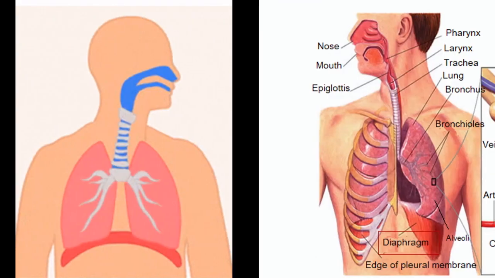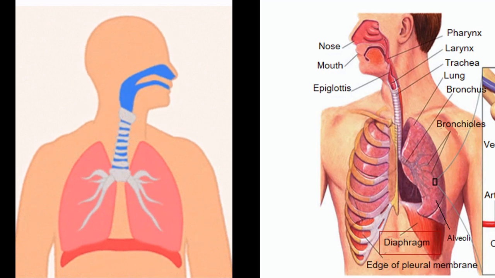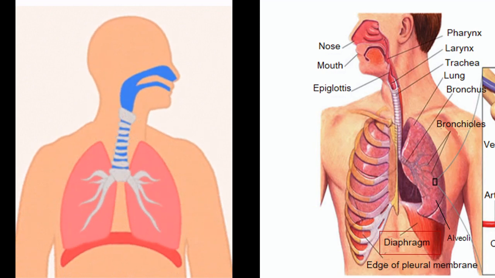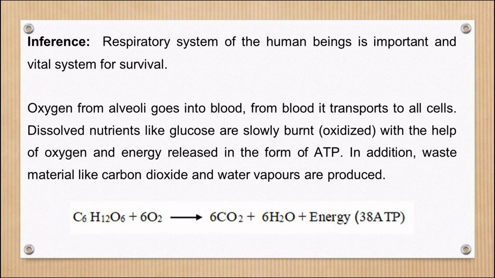The muscular partition between thoracic and abdominal cavity is called diaphragm. This is essential for the breathing movements. Inference. Respiratory system of the human being is important and vital system for survival.